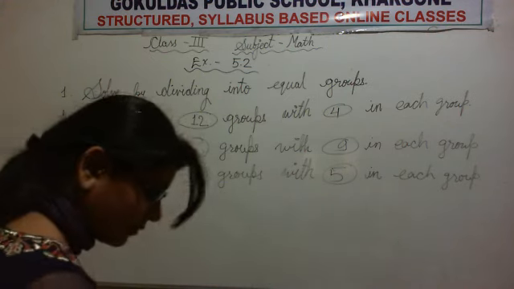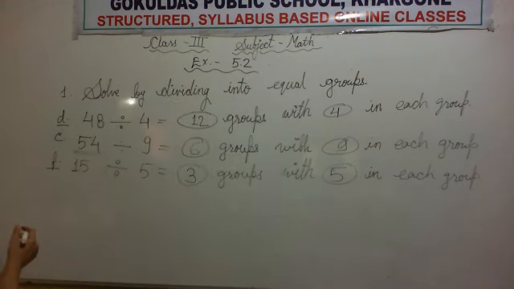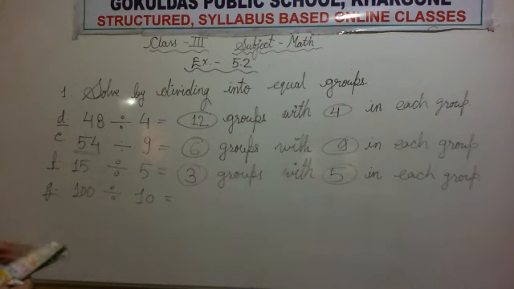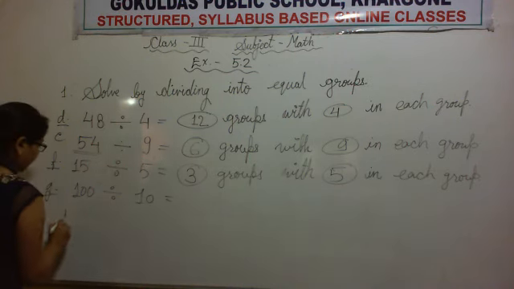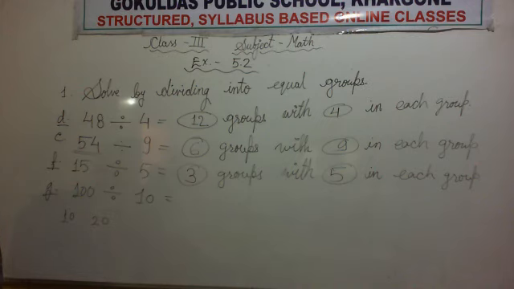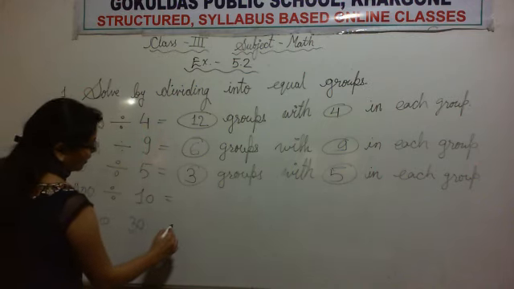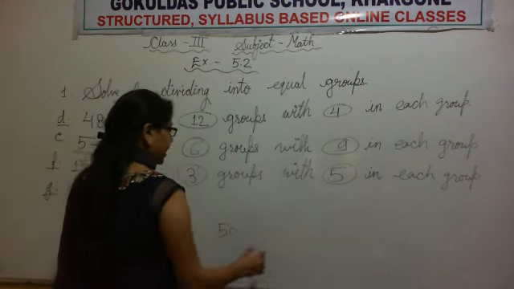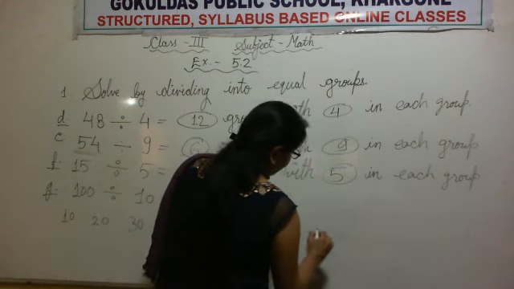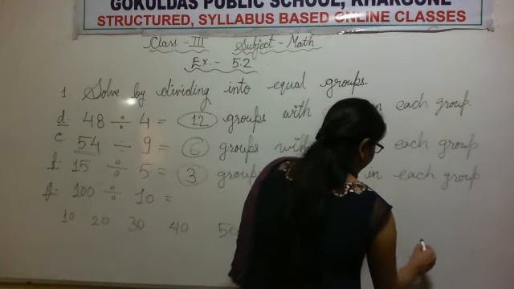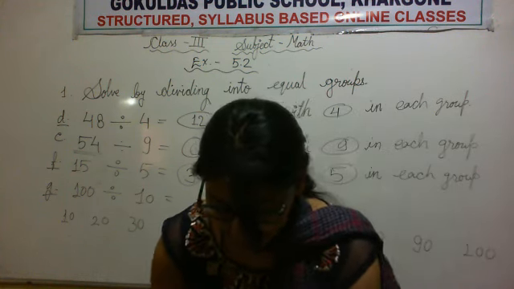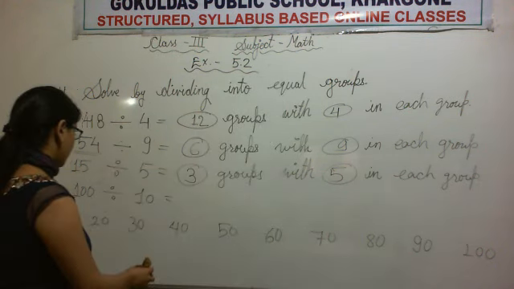Now the last one, G. 100 divided by 10. For this we need the table of 10. 10 ones are 10, 10 twos are 20, 10 threes are 30, 10 fours are 40, 10 fives are 50, 10 sixes are 60, 10 sevens are 70, 10 eights are 80, 10 nines are 90, 10 tens are 100. 10 tens are 100 means 10 into 10 is equals to 100.